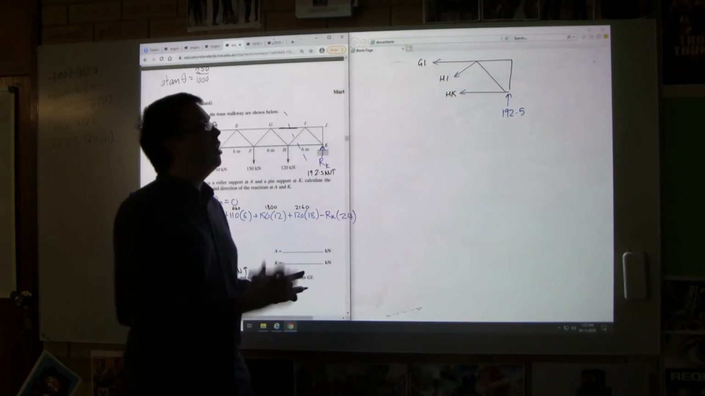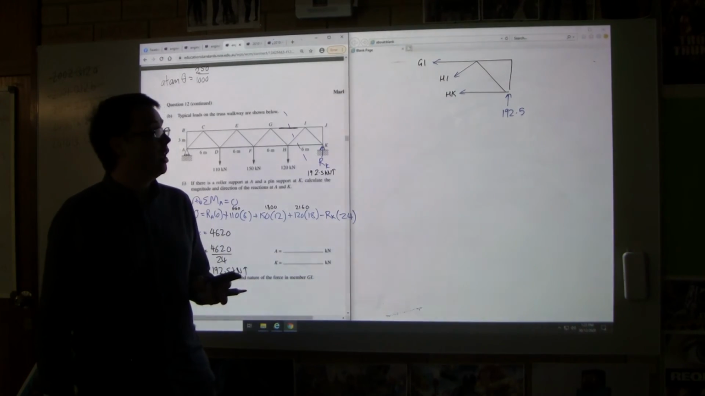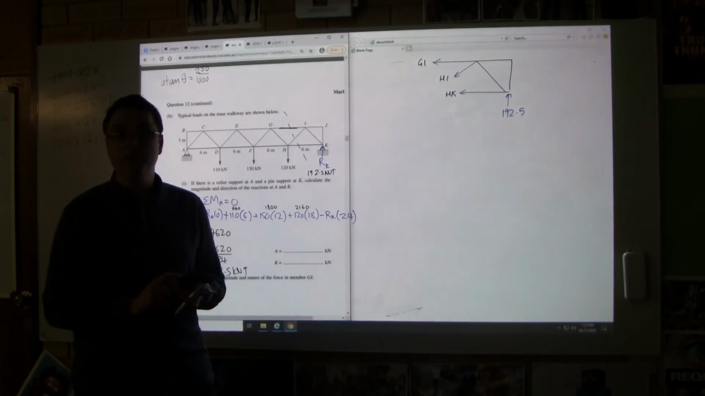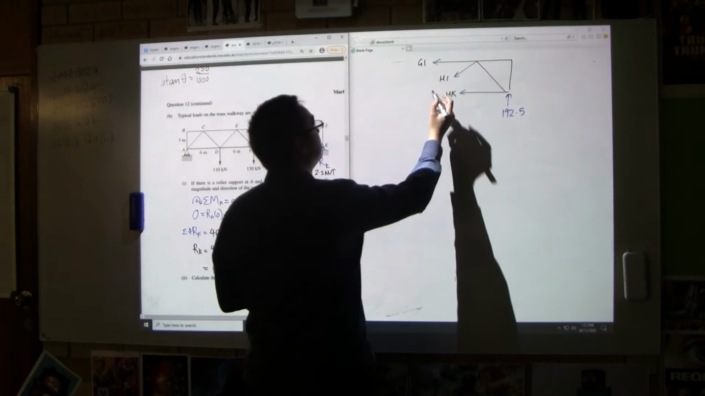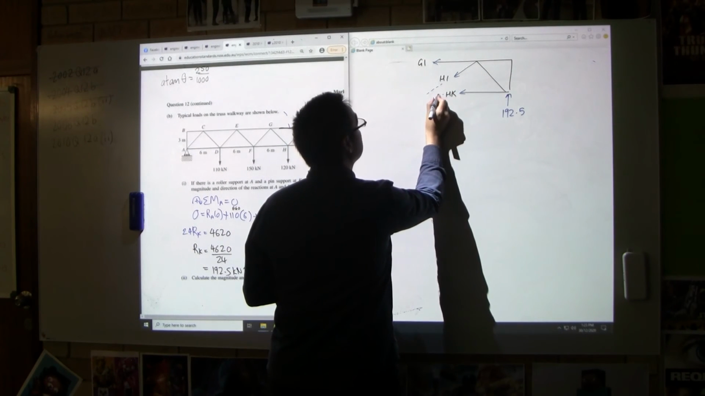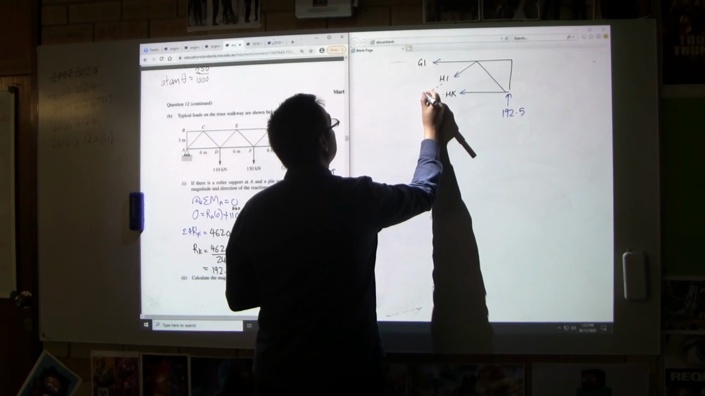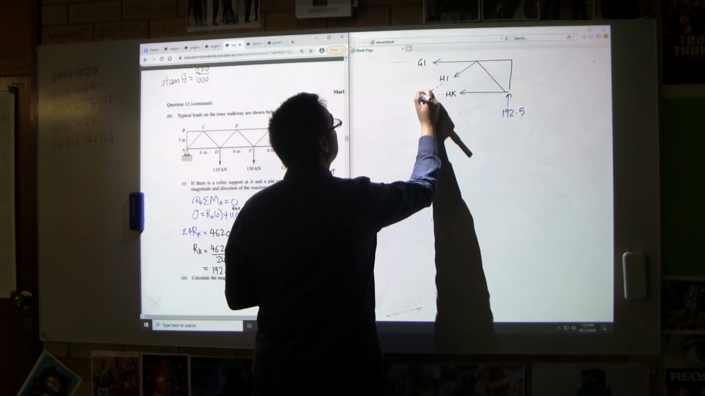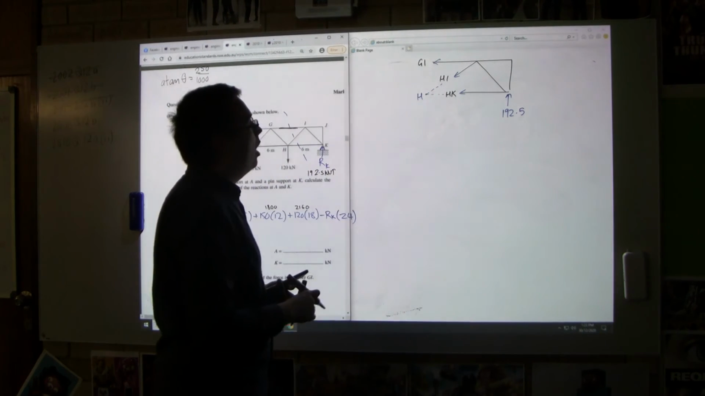Now, we're finding GI, which means we need to eliminate HI and HK. How do we eliminate them? What method? Meetup. Oh god, we've just got so many meetups. If I'd been smarter, that would have been a great place. So where do they meet up? What location? H. Yeah. Okay.